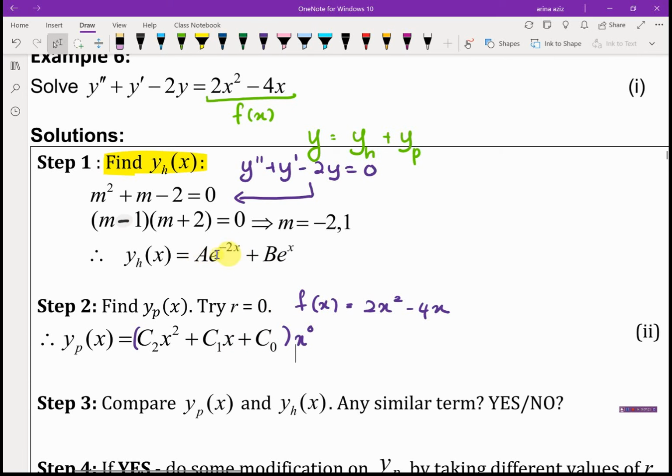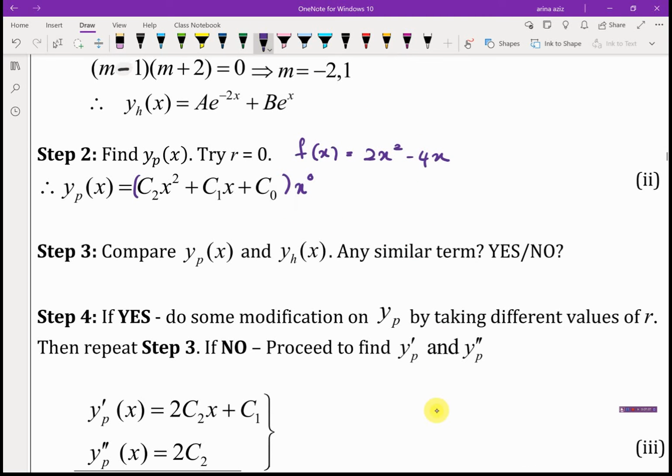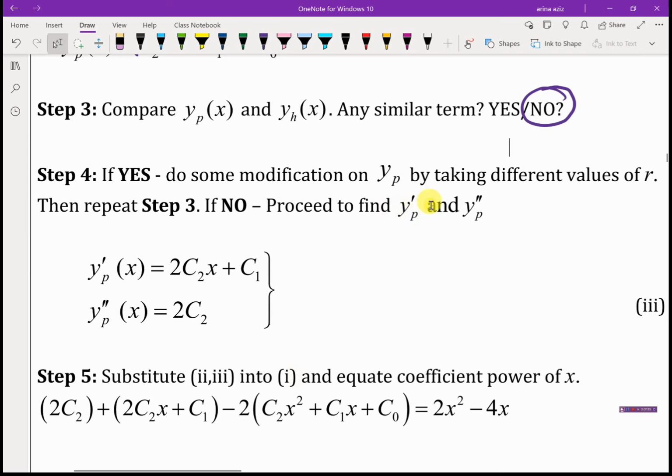One here is the exponent. This is also an exponent. And in YP, do we have the exponent term? No, right? Okay, so since there is no similar term, we can proceed with the solution. If yes, then you have to modify by multiplying by x to the power of r by 1, so we would multiply the whole equation with x. However, in this case, it's no. So we can proceed to find what is yp prime and what is yp double prime.